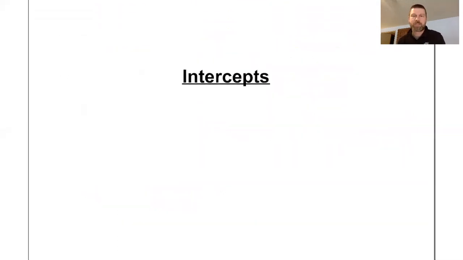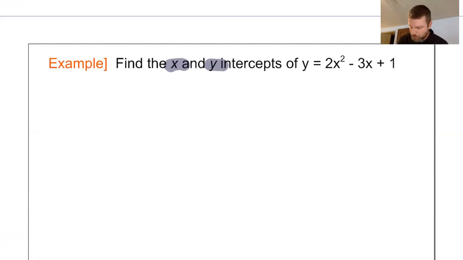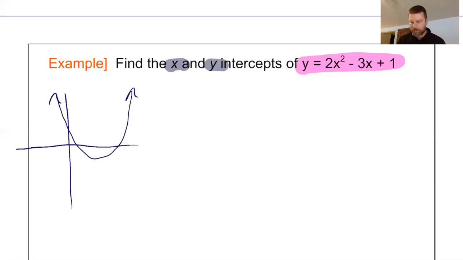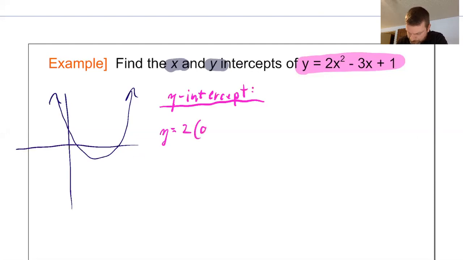All right. Moving on. Intercepts. If I was trying to find the x and y intercepts of that equation, that is a parabola. I happen to know it looks something like this. So let's start with the y-intercept. You just plug in the 0, right? You'd say 2 times 0 squared minus 3 times 0 plus 1, and you'd figure that out.